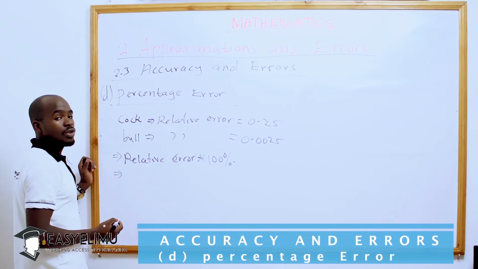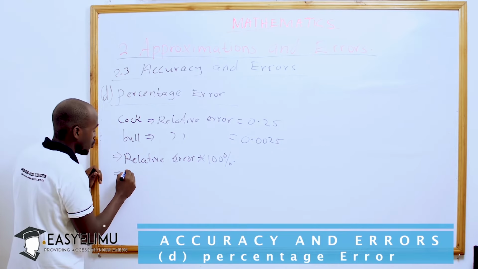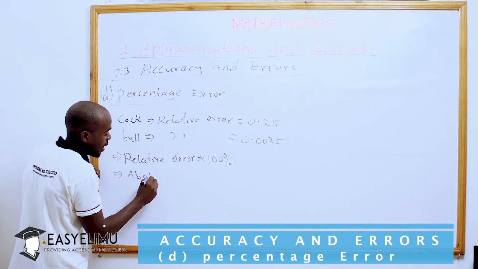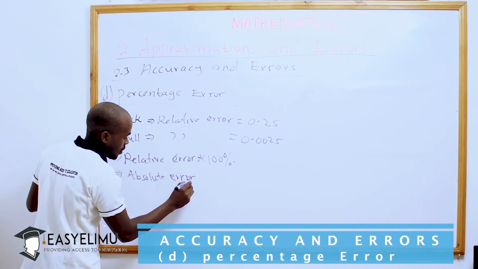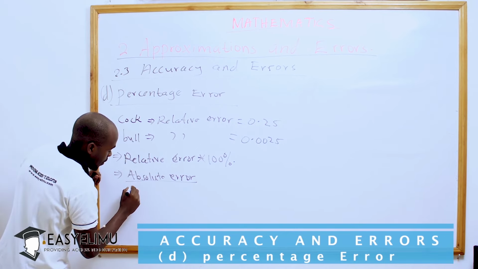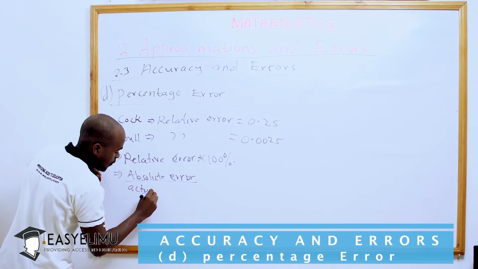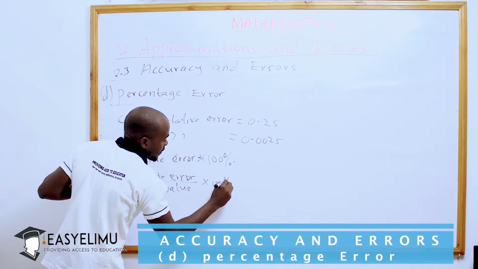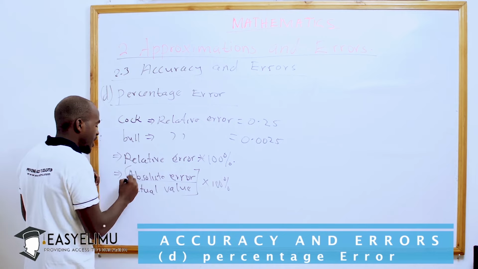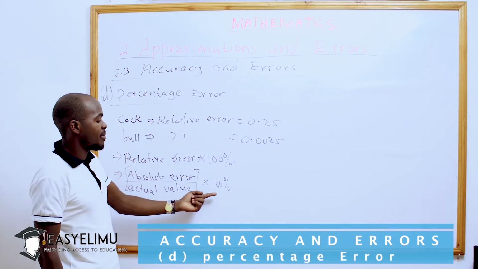Or you can, if you don't need to find the relative error separately, still take the absolute error over the actual value, then you multiply by 100%. This is the formula for finding relative error, and then you multiply by 100%.